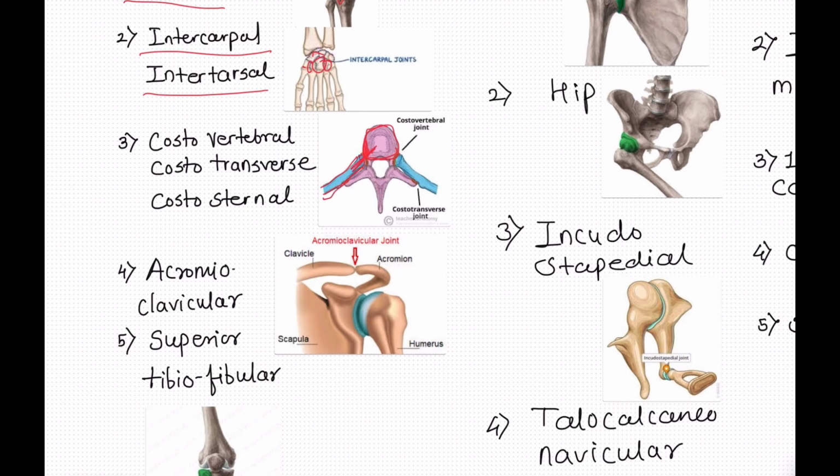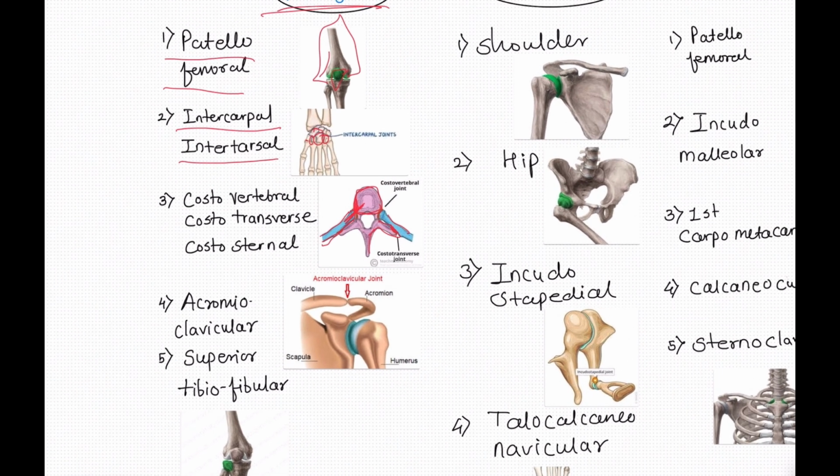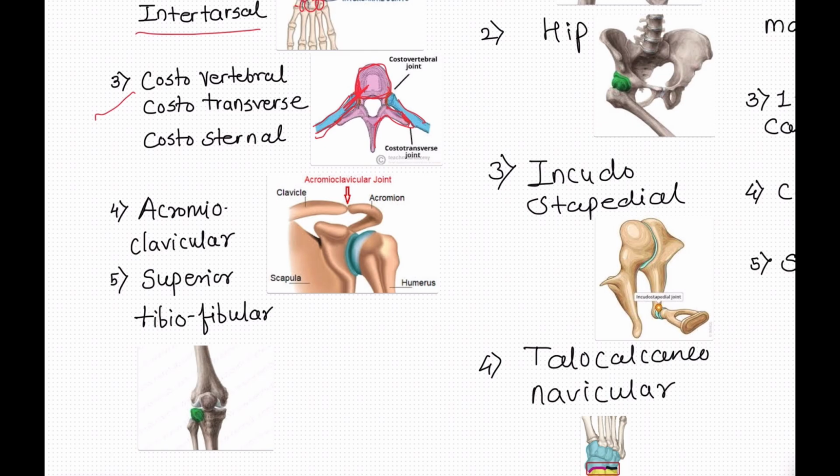The other one is the costotransverse joint. This is the transverse process of the vertebra, and this is the joint formed between the transverse process of the vertebra and the rib. Then the other one is the costosternal joint, the joint between costo and sternum, that is between rib and sternum. It is also a plain joint. Acromioclavicular joint: this is the acromion of the scapula and then the clavicle. The acromion of the scapula and clavicle form the acromioclavicular joint, which is also a plain joint.